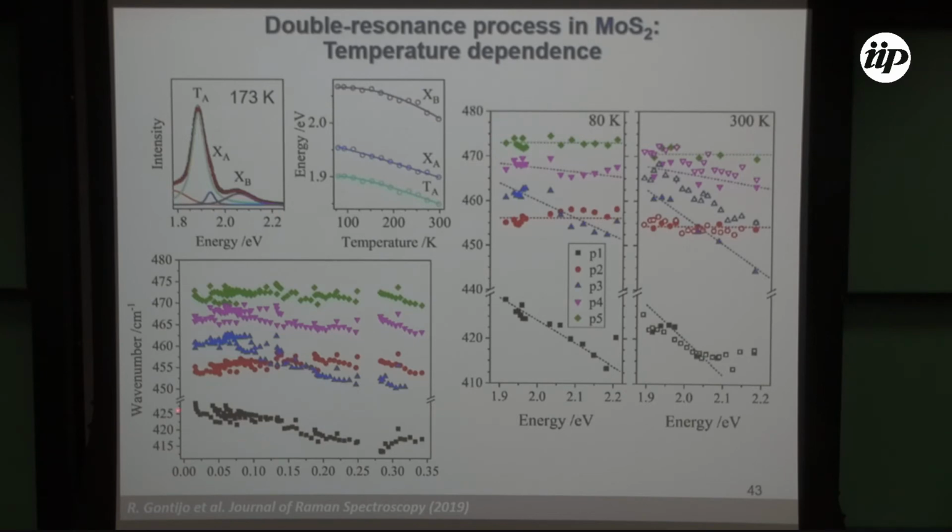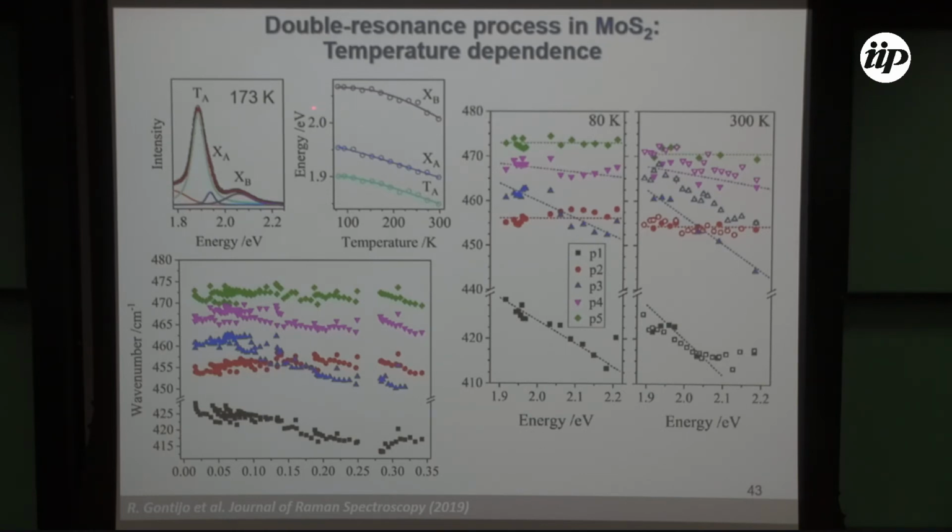So this is possible only for that P1 peak, the LA plus TA around the K point, because it presents a very high intensity. So what is this? This is basically the peak position, the laser energy difference between the excitation energy and this peak over here, the TA. So this is the PL spectrum we took at 173K.